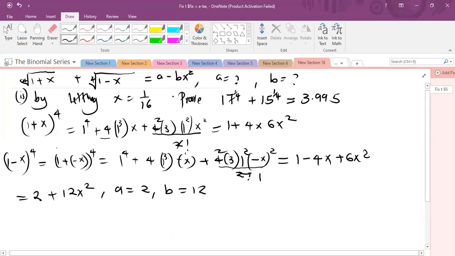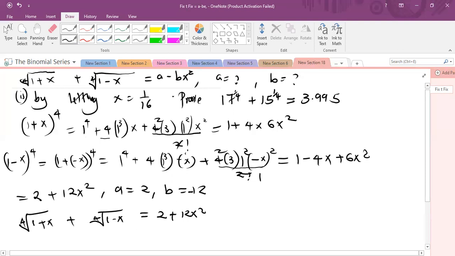Now, if this expansion gives me this side, when I let x equal 1 over 16, I need to show this other side. So we're going to let x be 1 over 16. We've already discovered that the 4th root of (1 + x) plus the 4th root of (1 - x) will give 2 plus, sorry, it's 2 plus 12x squared. So the value of b is not positive, it's minus 12.